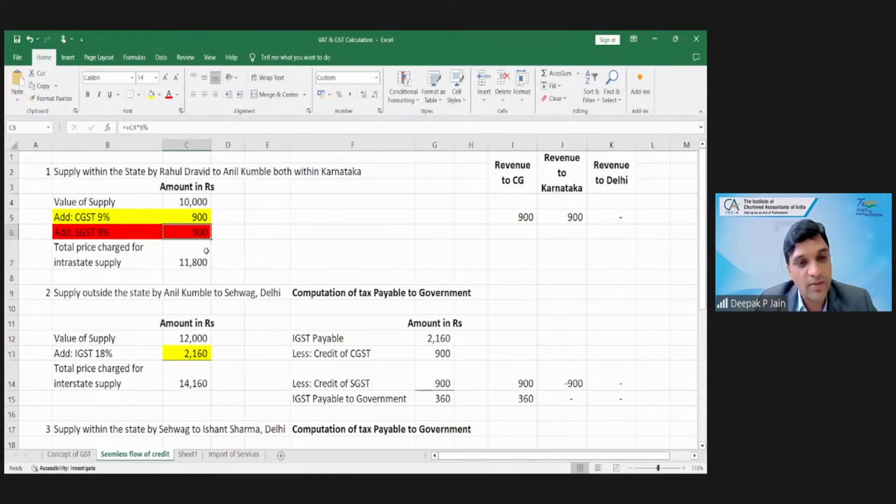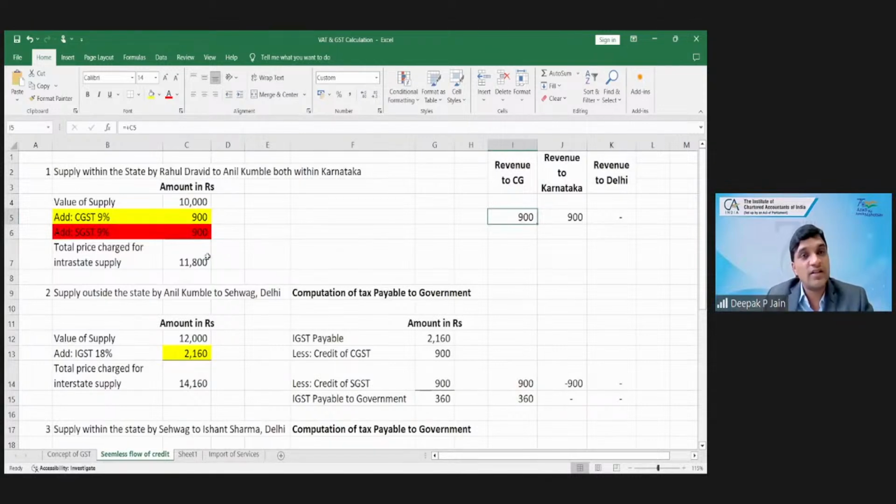Who is paying? Rahul Dravid is paying. He is not utilizing any credit. He does not have any credit. He is utilizing nil. So he's paying these taxes. So CGST 900 rupees, SGST 900 rupees. CGST will go to the central government's revenue and 900 will go to the Karnataka government's revenue. Okay. Now after that, what happens?